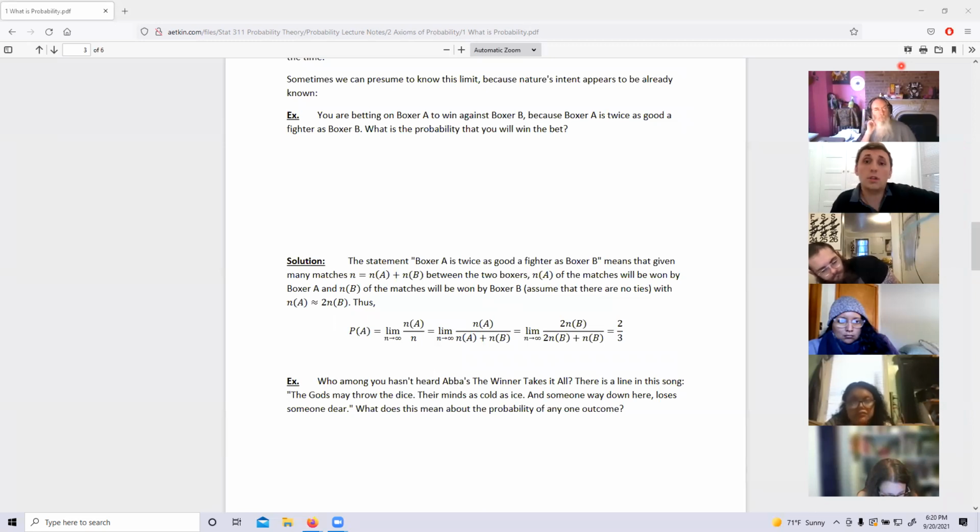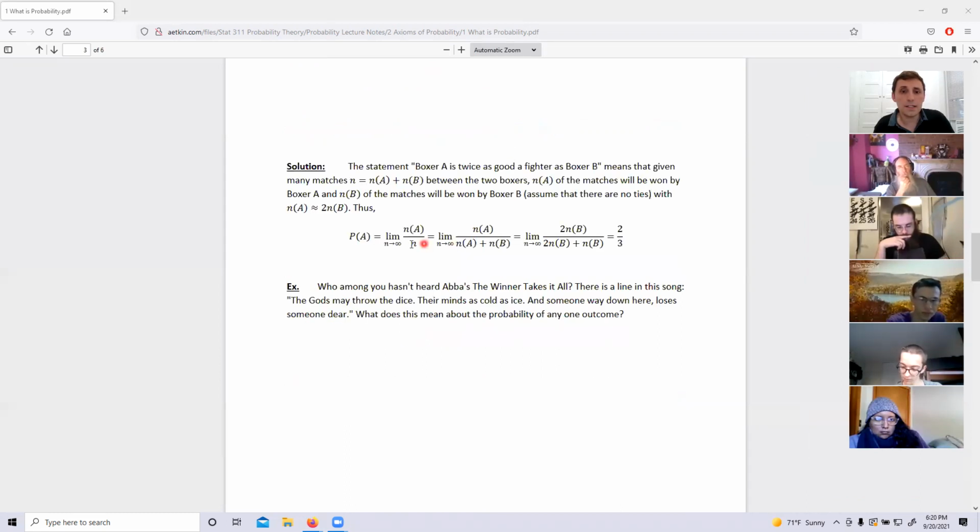What does it mean twice as good? It means that if those boxers were to fight infinitely many matches, twice the number of matches will be won by boxer A as by boxer B. Let's say we're assuming that they cannot have a draw. Good.